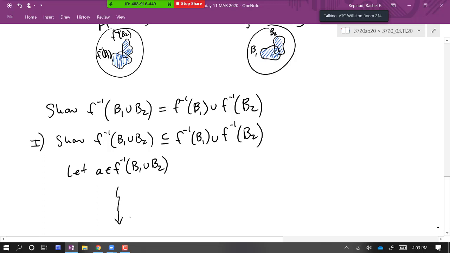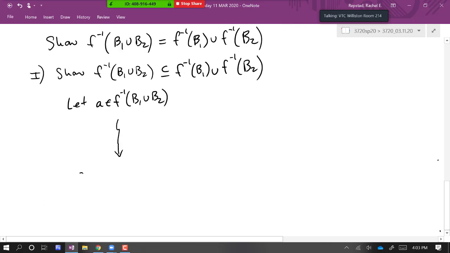And then you want to show that A is an element of the preimage of B1 union the preimage of B2. And to be in the union, you only have to be in one or the other. So you just got to be able to conclude, I know it's in the preimage of B1 or it's in the preimage of B2. We have an element that we know maps into the union B1 union B2. And we want to show that it has to map into either B1 or B2.